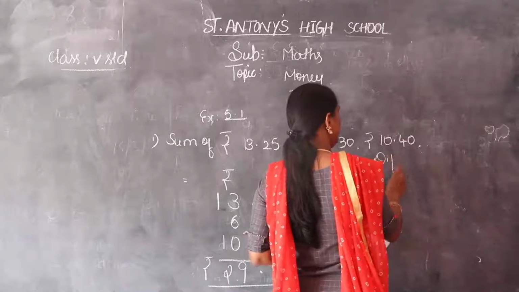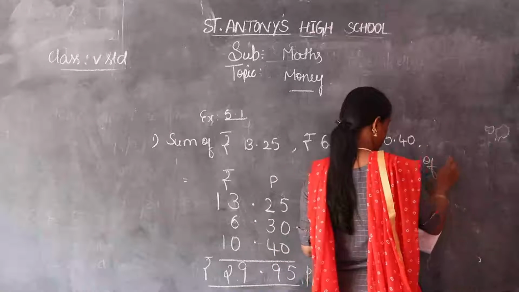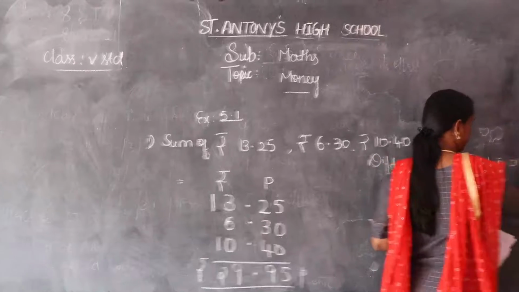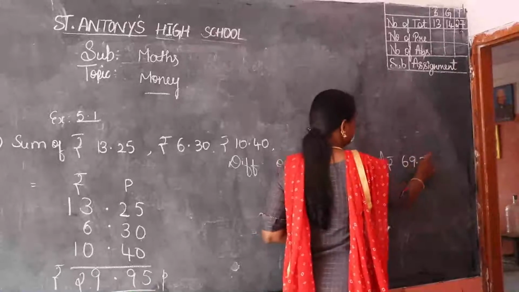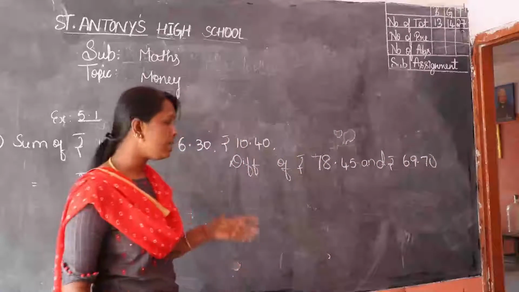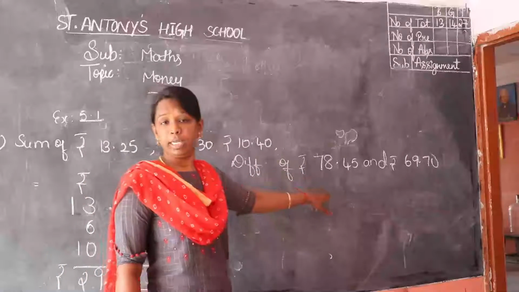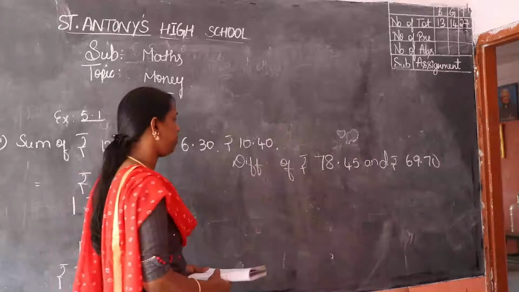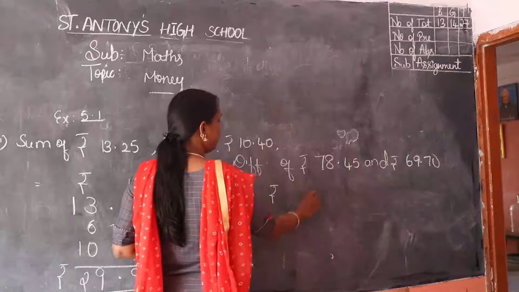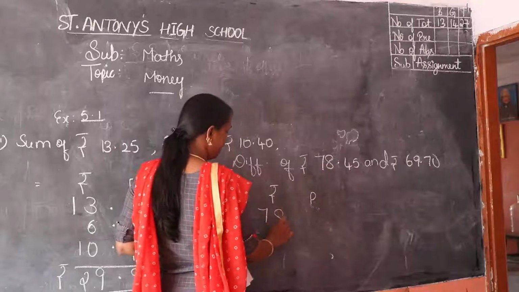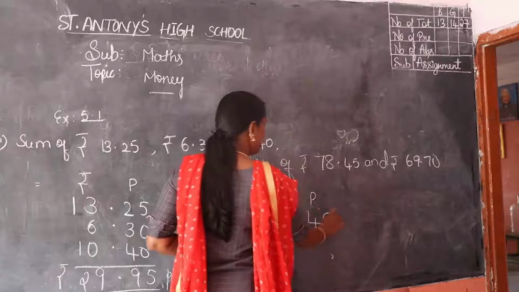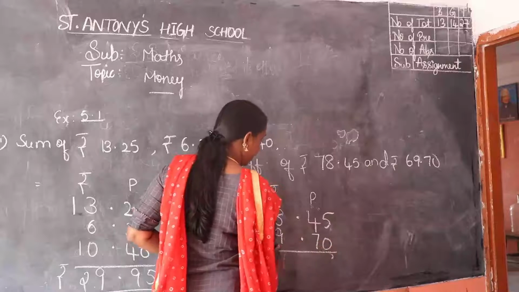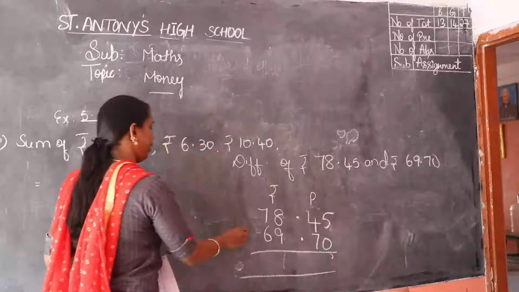Okay, and then next, difference. Difference means what do we have to do? Subtraction. Difference of rupees 78.45 and rupees 69.70. See children, here which is the minuend and subtrahend? Here the bigger number should be written in the minuend place and the smaller one in the subtrahend place. Write down the rupees symbol and paisa symbol. Rupees 78.45. Below that 69.70.